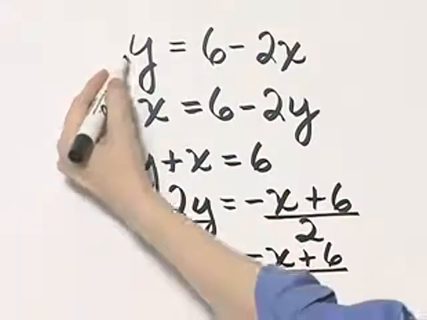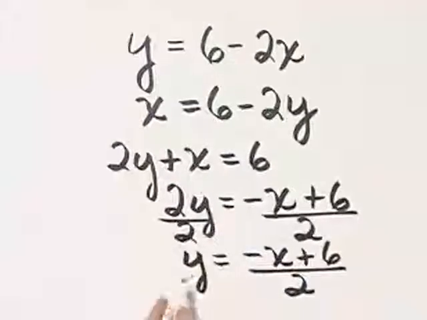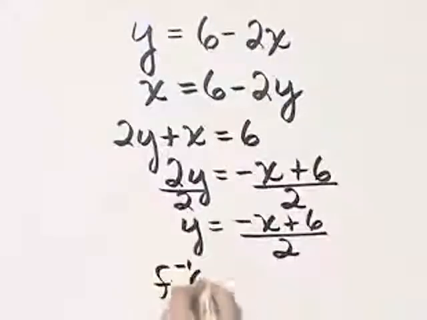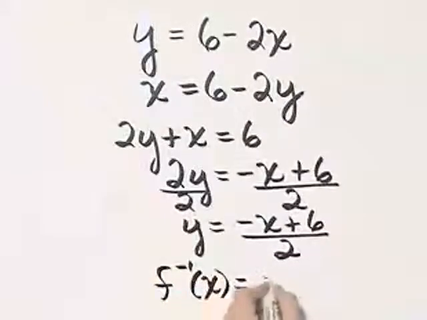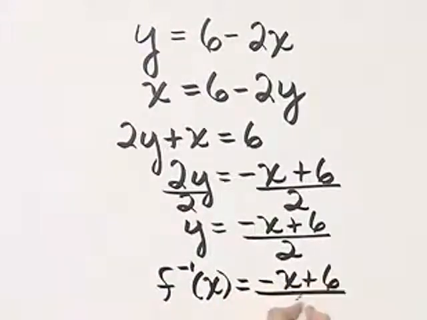Let's suppose this is our function f of x. Then to show that this is the inverse of f of x, we will write f inverse of x, simply a notation, and that equals negative x plus 6, all over 2. This is the inverse of our original function.